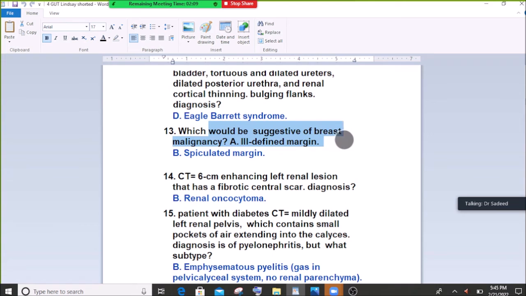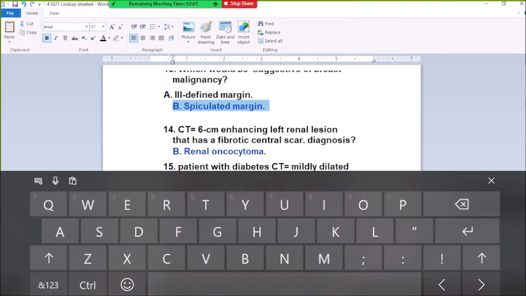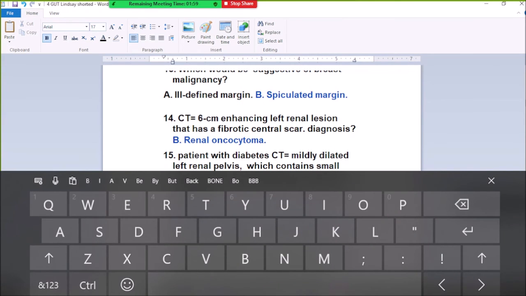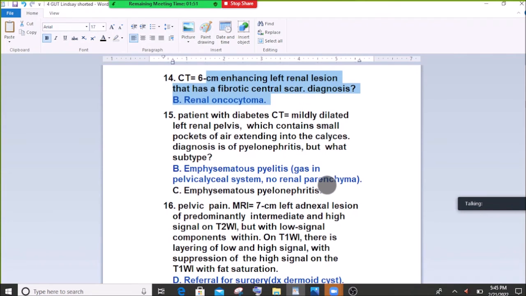Question 13. What would be suggestive of breast malignancy? Spiculated margin. Breast malignancy shows a spiculated margin. Question 14. CT shows a 6 cm enhancing left renal lesion that has a fibrotic central scar. Diagnosis: renal oncocytoma.